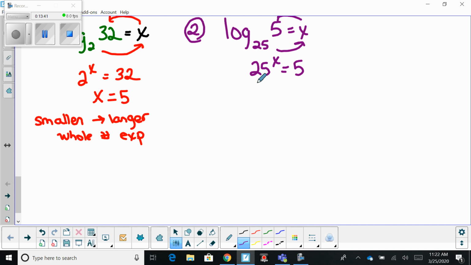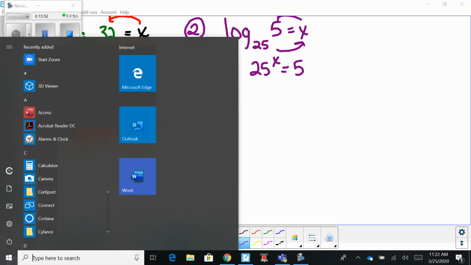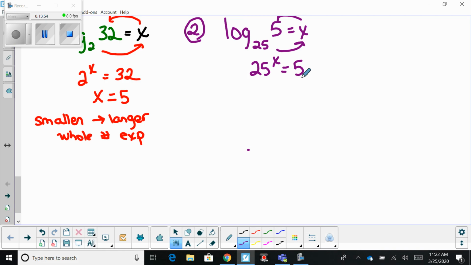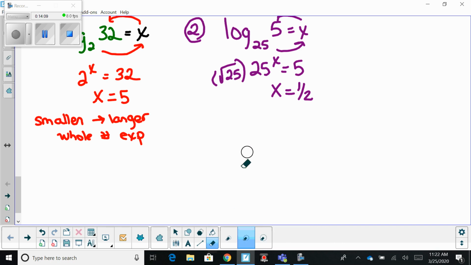Well, it's a larger number becoming a smaller number. Sometimes it's easier to start over here and say, how does 5 become 25? 5 squared becomes 25. So that means that 25 to the 1/2 would become 5, because remember, the square root of 25 equals 5. So a radical, the square root, is a 1/2 exponent.